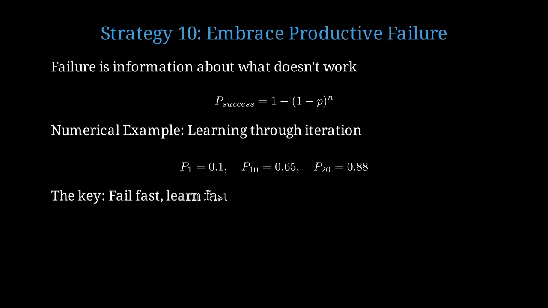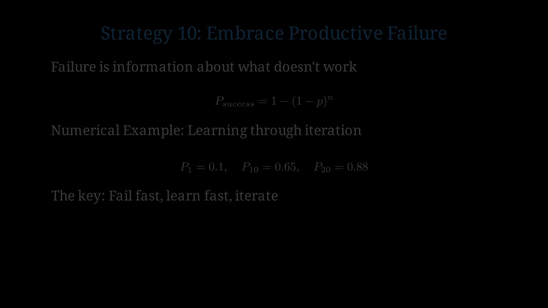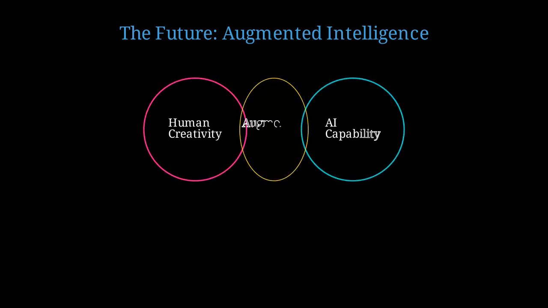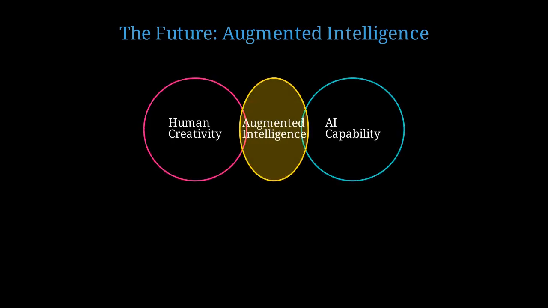The key insight: fail fast, learn from each failure, and iterate rapidly. This is how you beat AI at adaptation speed. Let's look at the future. Augmented intelligence, where human creativity meets AI capabilities. The future isn't human versus AI. It's human plus AI creating augmented intelligence.